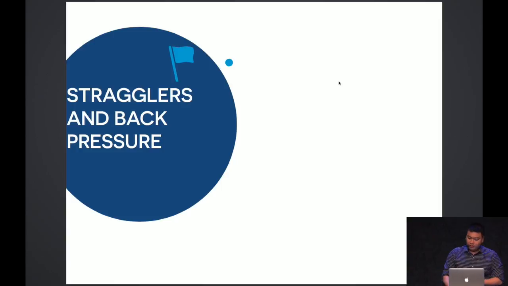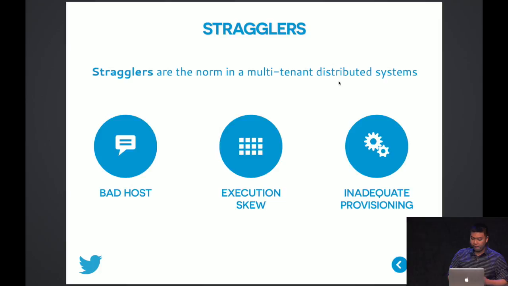And here, let's talk about some struggles we met, and back pressure. Stragglers are known in multi-tenant distributed systems, and they can be caused by several things. These are the top 3 possibilities. First, a bad host. A bad host may not mean the host is actually bad. It's likely the host is just talking with a slow external service. We also consider that a bad host. And also, we may have some execution skew. And also, it's possible we have some inadequate provisioning.